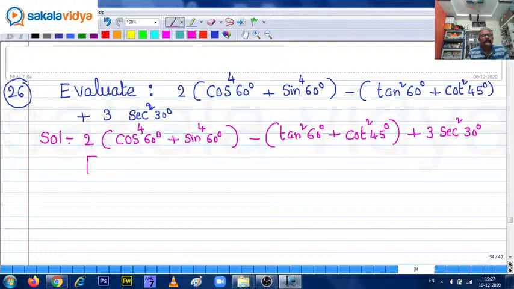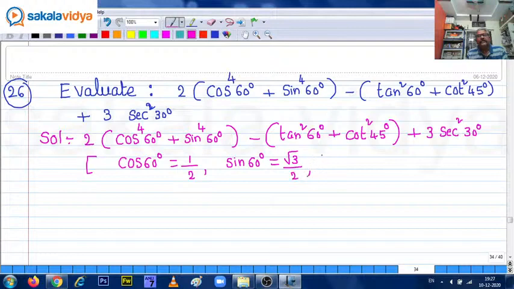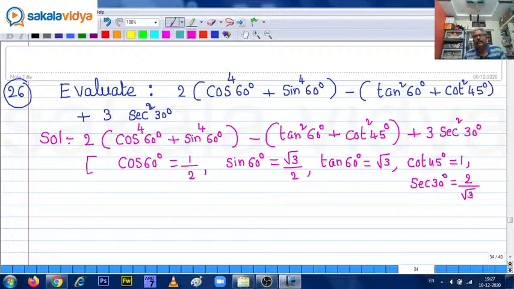So let us recall the values. First write down cos 60 degrees equals 1 upon 2. Sine 60 degrees is equal to root 3 upon 2. Tan 60 degrees is equal to root 3. Am I correct? Cot 45 degrees is equal to 1. Secant 30 degrees is equal to 2 upon root 3. So let us substitute these values now.